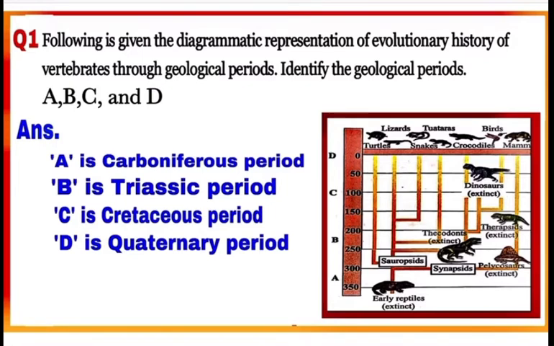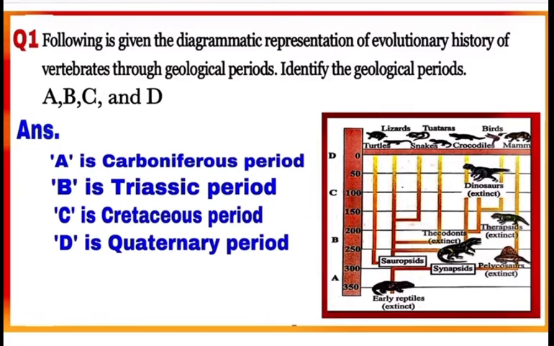A is Carboniferous period. It is a part of late Paleozoic era and it takes its name from large underground coal deposit. B is Triassic period. It is first and shortest period of Mesozoic era. This era is popularly known as Age of Reptiles, particularly dinosaurs.